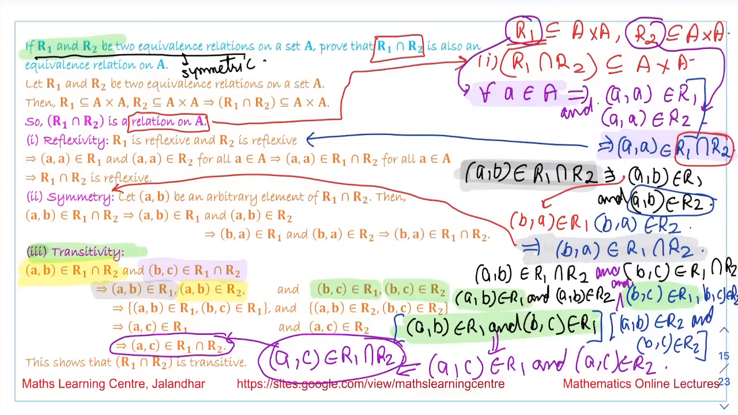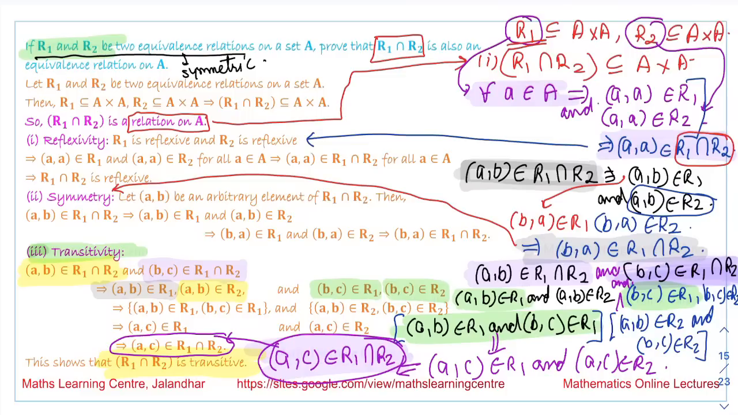So what we get is that for (A, B) belongs to R1 intersection R2 and (B, C) belongs to R1 intersection R2, we have (A, C) belongs to R1 intersection R2. So it means that this relation R1 intersection R2 is a transitive relation.